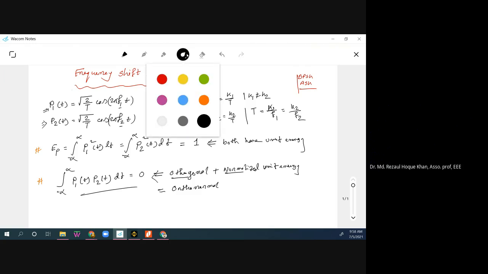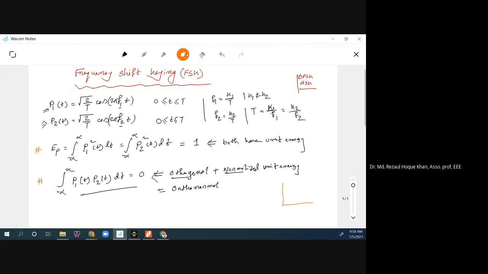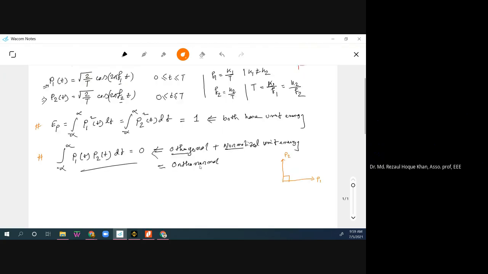Remember what we mean by orthogonal? It is like this: for example, this is P1 and this is P2. They are at 90 degrees to each other. That's why they are orthogonal. You have seen it in earlier cases, right?